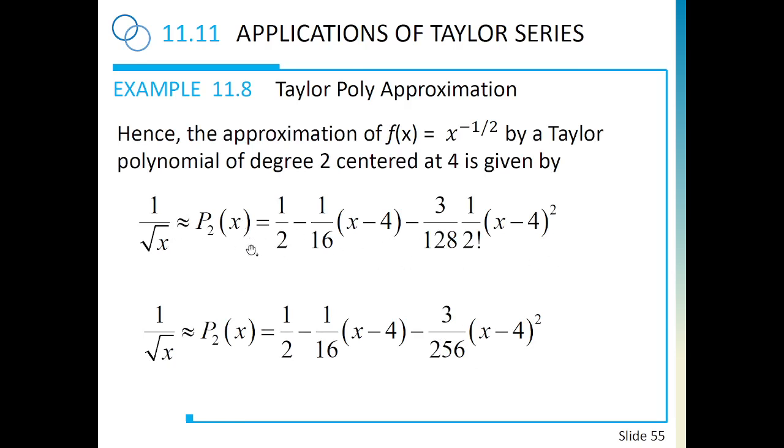Taylor's polynomial of degree 2 is given here with the coefficients that we just computed, and then when we simplify things a little bit, we get this expression. Here we have 2 factorial, so basically we just multiply the 128 by 2. So this is the polynomial of degree 2 that is approximating the function 1 over radical x.